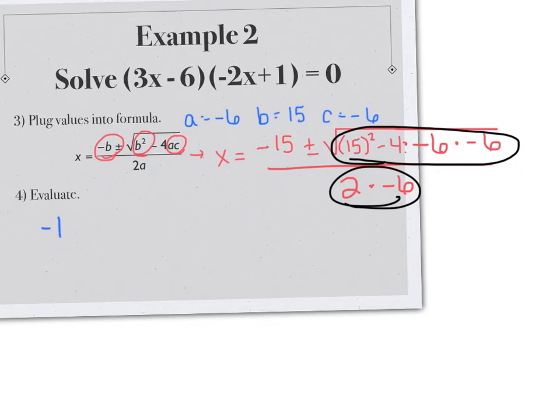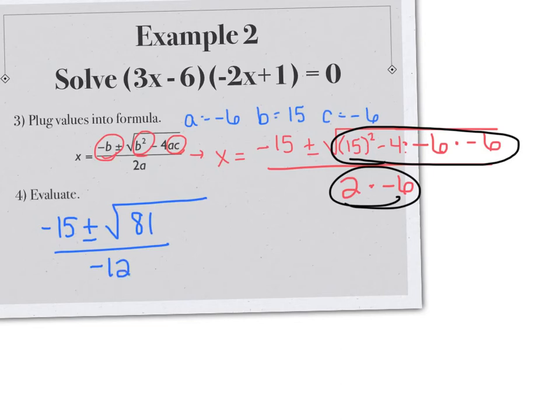So I get negative 15 plus or minus the square root of, let's see, I might have to actually type that in. So 225 minus 144. Okay, that comes out to be 81. How convenient. Over 2 times negative 6, which is negative 12.